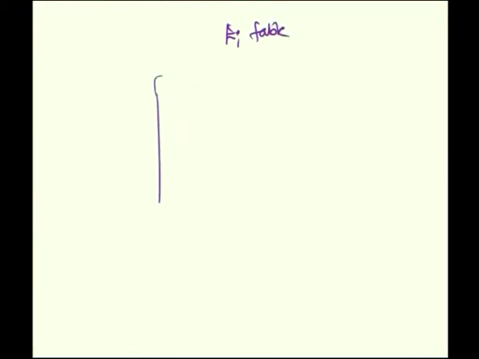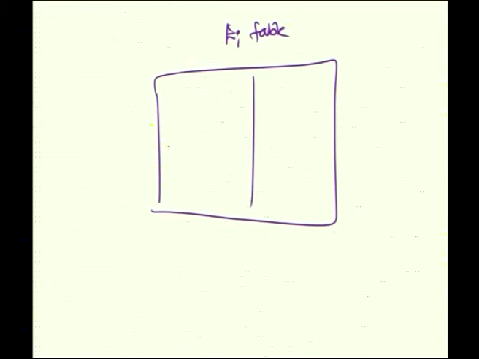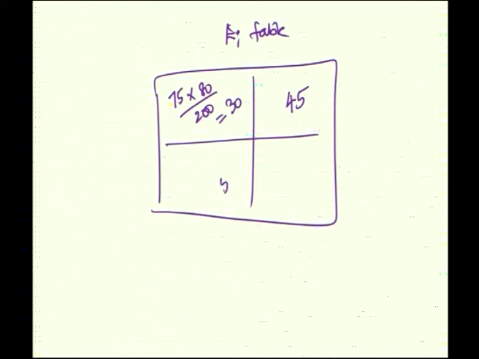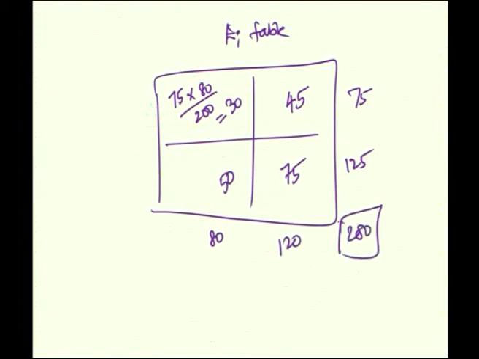For the EI contingency table, you have to form a 2 cross 2 table using row total into column total divided by grand total. Row total for this is 75 into 80 divided by 200. This value is 30, and similarly here you will have 45 and 50, here it is 75. So the total is again 75 and then 125, and here it will be 80 and 120. So that grand total is 200.